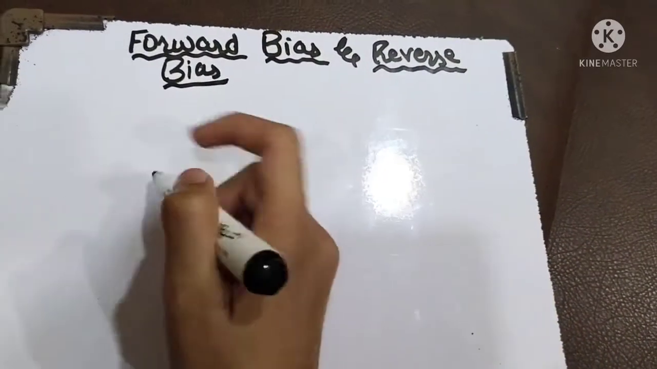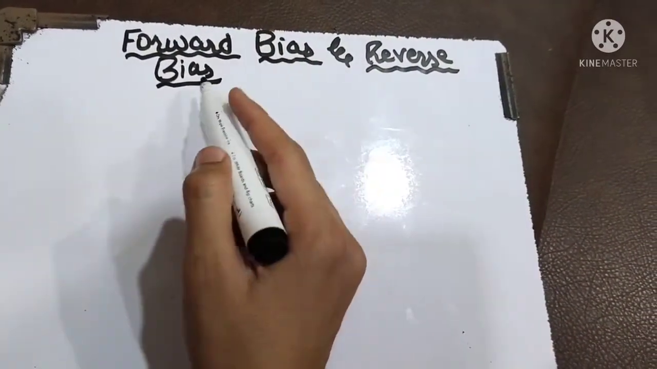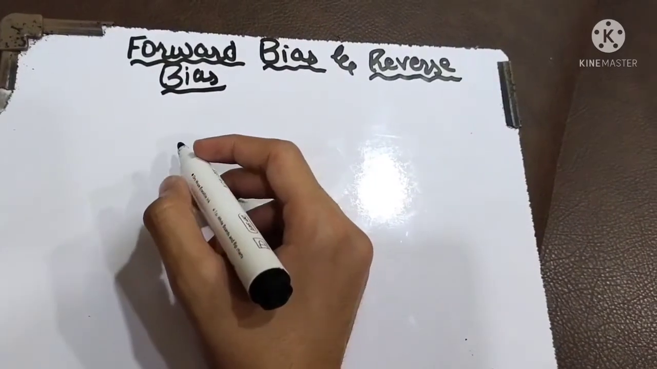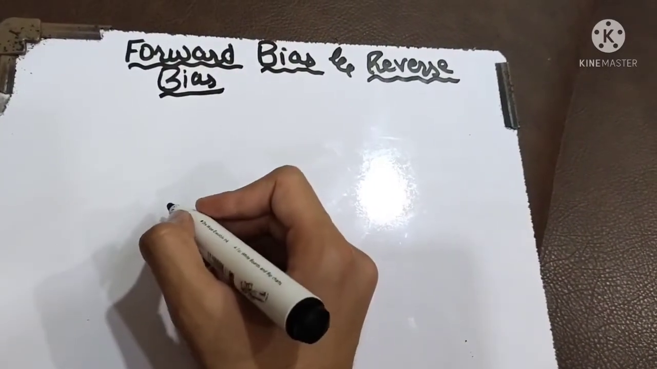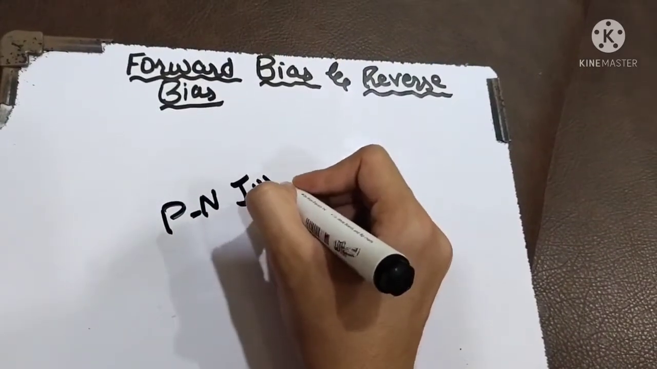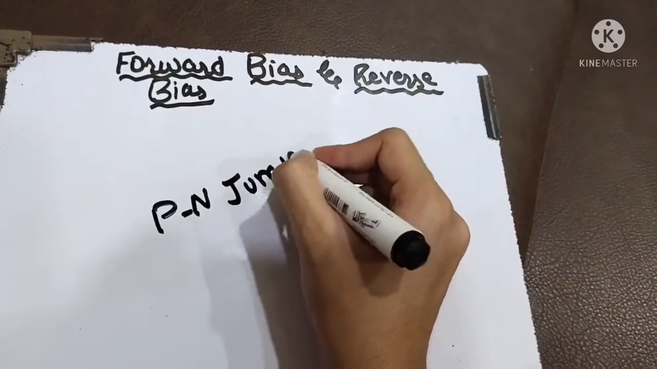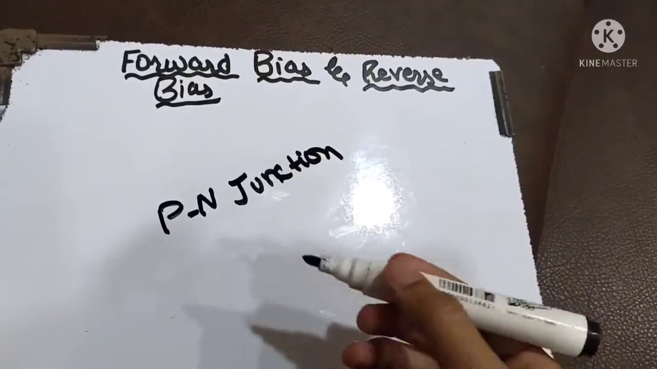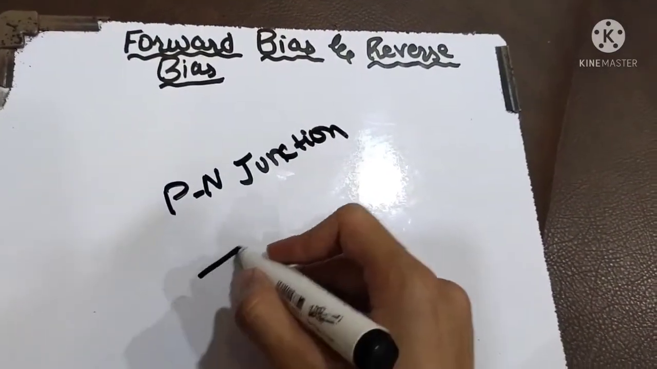In this video we will study forward bias and reverse bias. In the last video we studied the PN junction diode. So what was that? We can revise it now so that all the concepts are clear.